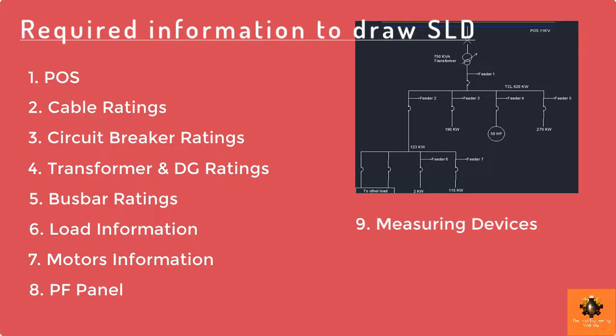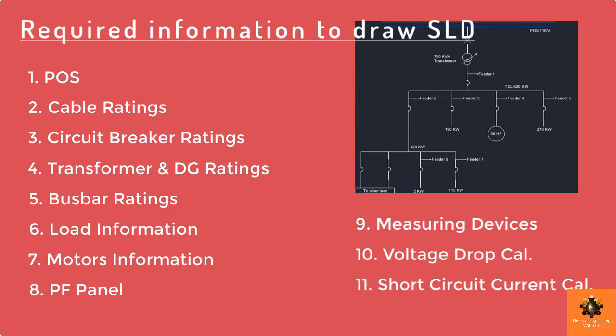Then measuring devices. Measuring devices means current transformer, potential transformers, and other measuring devices also. We have given what type of measuring devices we are using. Then voltage drop calculation and short circuit calculation.